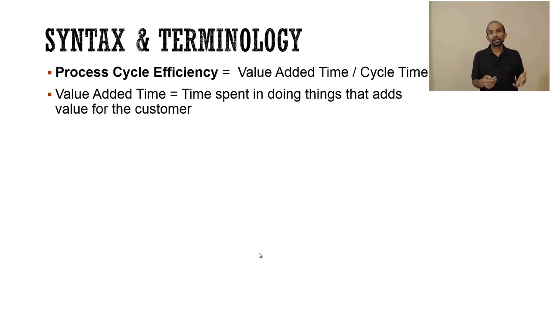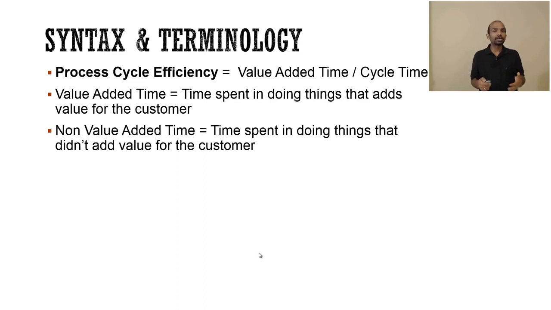Now, another key metric that is used in value streams is called process cycle efficiency, which defines the efficiency of your value stream. It is equal to value added time divided by the total cycle time. As I talked about, value added time is the time spent doing things that add value for the customer. Non-value added time is the time spent doing things that didn't add value for the customer. And the cycle time is the total time taken for the value stream.